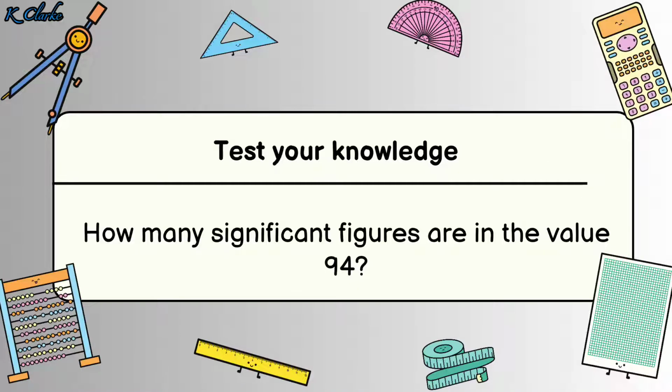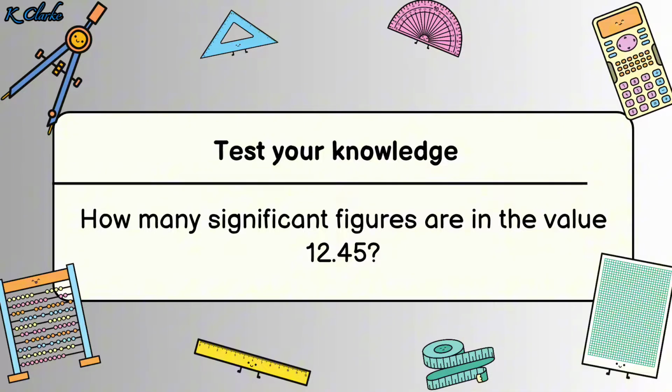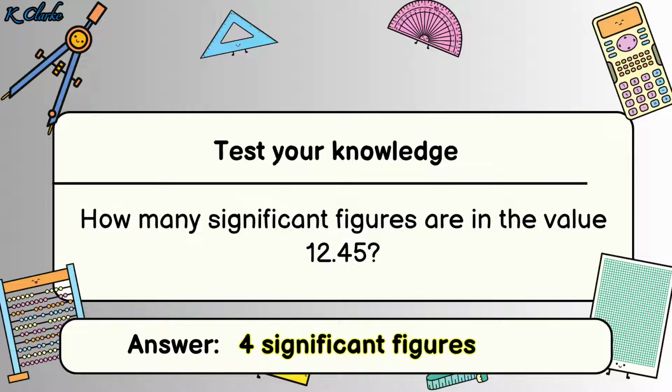Here's a question. How many significant figures are in the value 94? The answer is 2 significant figures, 9 and 4. If that was your answer, well done. Here is another one. How many significant figures are in the value 12.45? If your answer is 4 significant figures, you are correct. Good job.